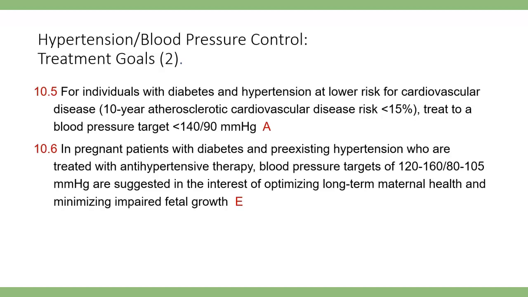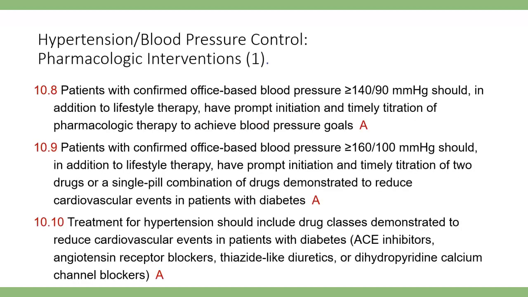For those with diabetes and high blood pressure who are at lower risk, which means that their 10-year cardiovascular disease risk is less than 15%, we want to treat to a blood pressure target of less than 140/90. And again, when I show you that calculator, you'll see what their cardiovascular disease risk is. In pregnant patients with diabetes and pre-existing hypertension who are treated with therapy, targets of 120 to 160/80 to 105 are suggested in the interest of optimizing long-term maternal health. So we probably want to err on the side of more at the 120/80 range with those patients.